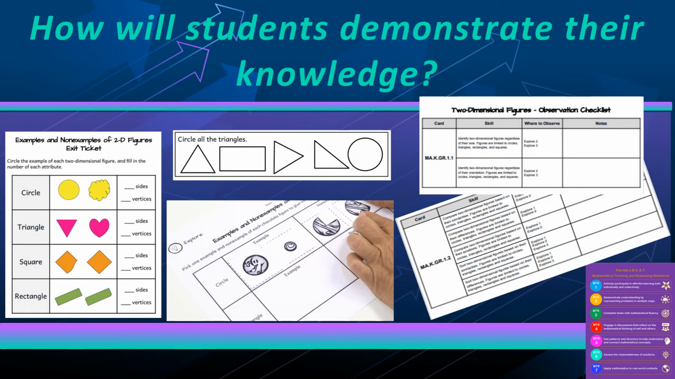Students will have opportunities to demonstrate their 2D figure knowledge by using verbal explanations when identifying their 2D figures, and by accurately sorting and comparing 2D figures by attributes. Teachers' observation will be a valuable assessment tool throughout this unit. Allowing your students to manipulate figures and build composite figures through exploration will allow you to see where their misconceptions may lie.